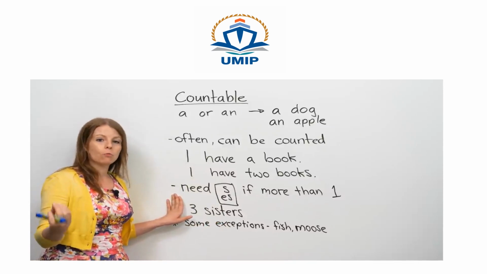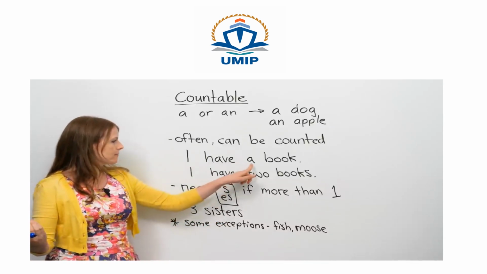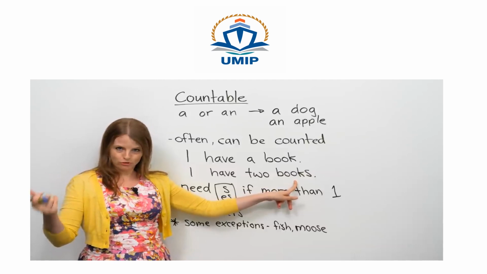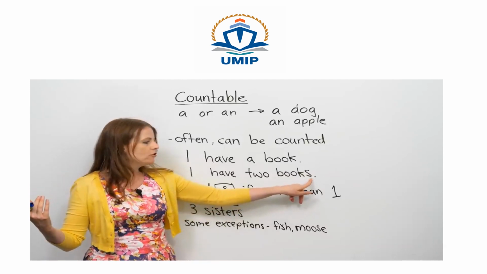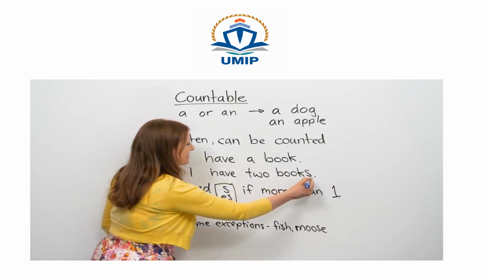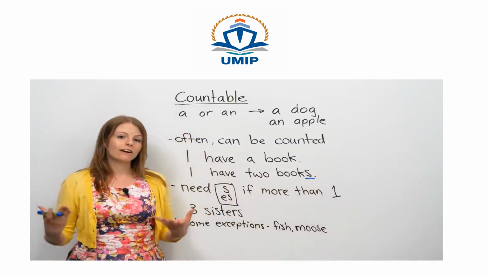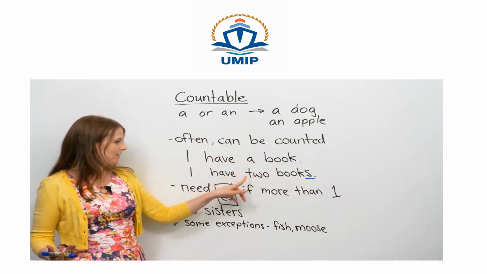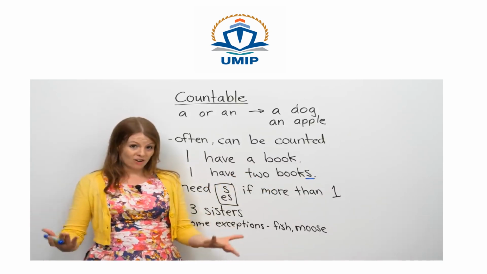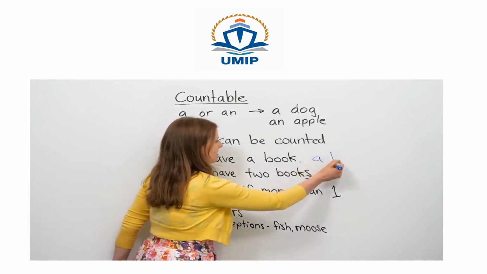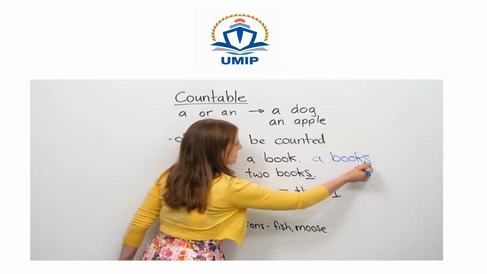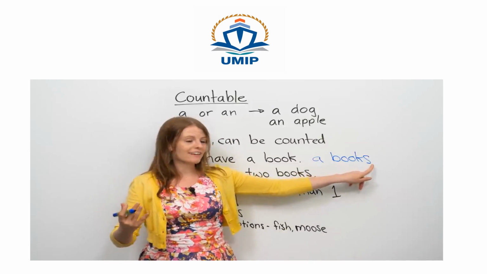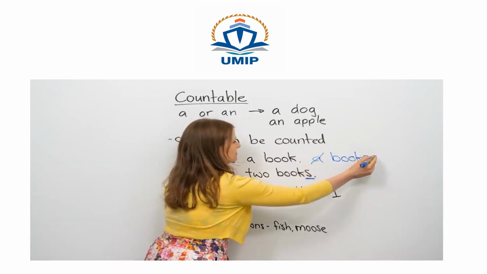When we have more than one countable noun, so for example, here we have 1, here we have 2. If we have more than one, so 2, 3, 4, 5, 6, we need to add an S. This shows us that there is more than one. And also notice that we don't need this in front of the noun anymore. So we cannot say a books, because the S means there's more than one, so this would not match.